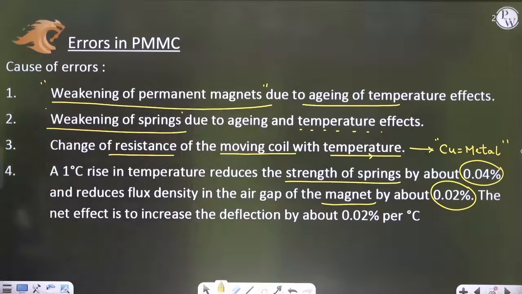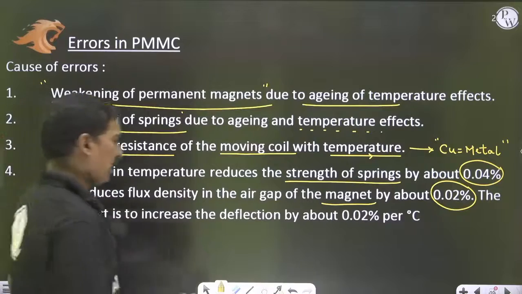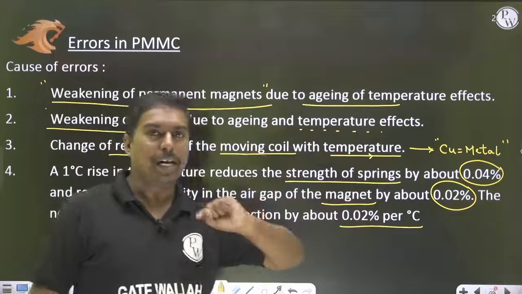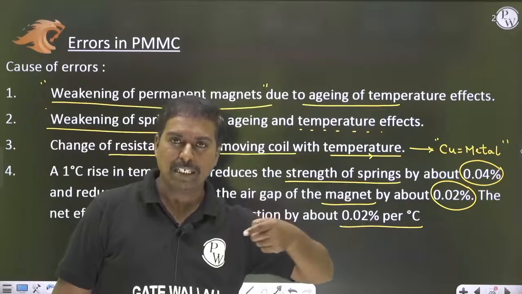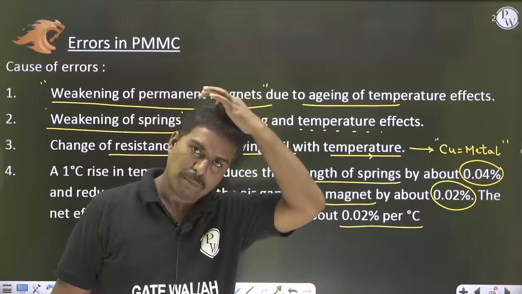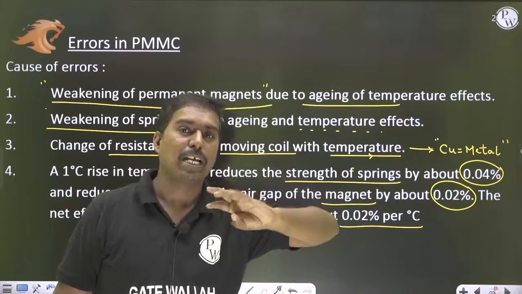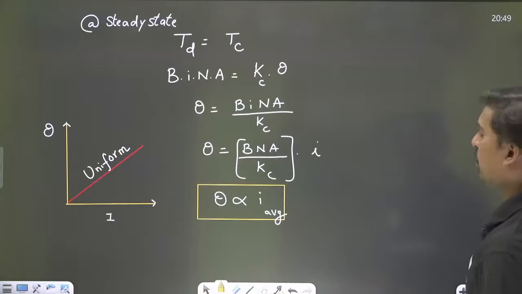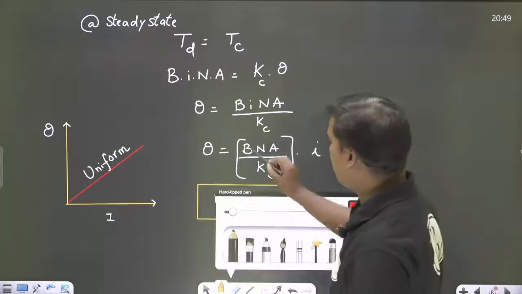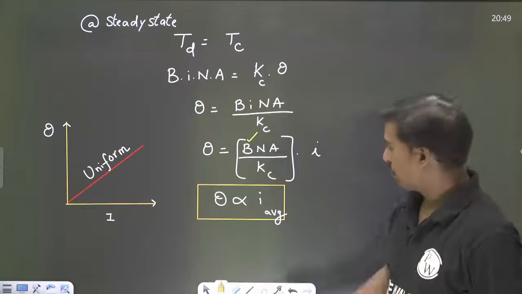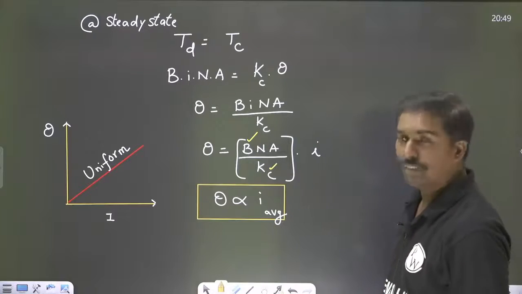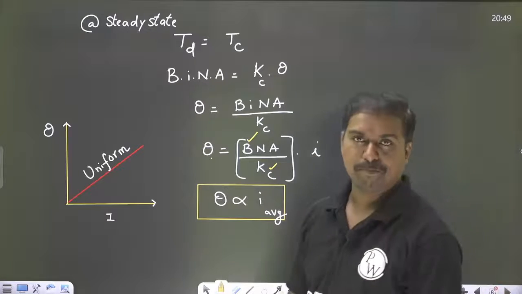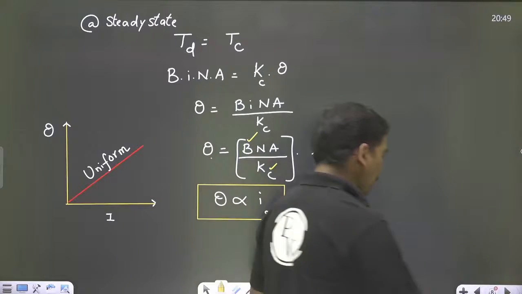Okay, and next, overall deflection is changing by 0.02% per degree. Definitely the deflection. Why? Because theta is dependent on B, I, N, A and so on, in this expression. See this expression. So this B is variable with respect to temperature. This stiffness is also going to be affected. Then ultimately theta is also going to be affected. Okay, so these are the errors.